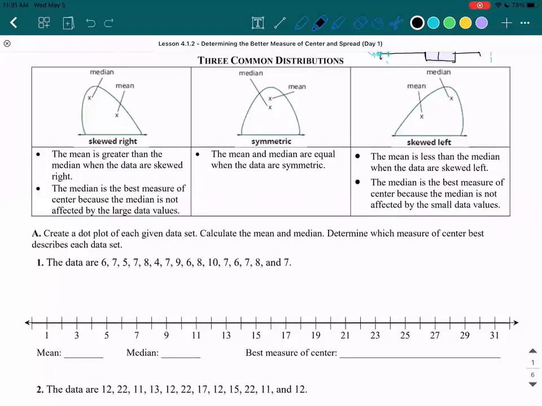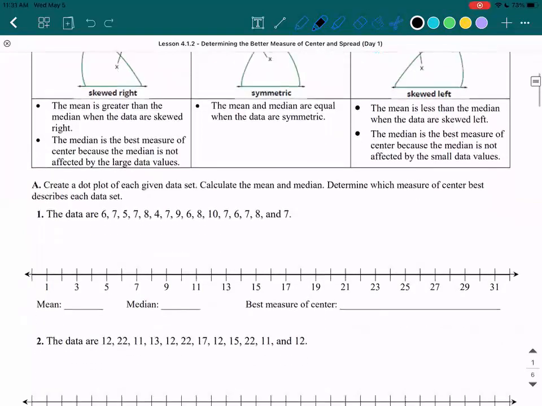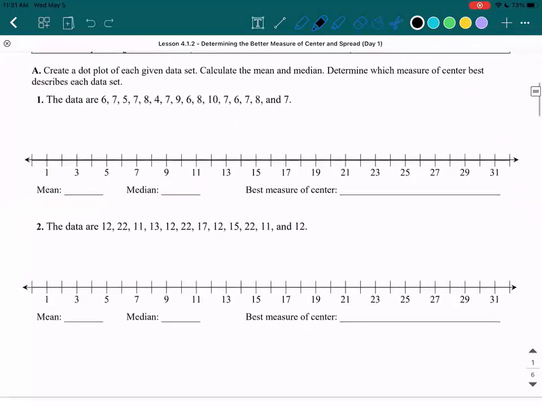All right. So let's go on to part A. We're going to create a dot plot of each given data set. We're going to calculate the mean and the median, and determine which measure of center best describes the data set. All right, so let's start off with a dot plot.